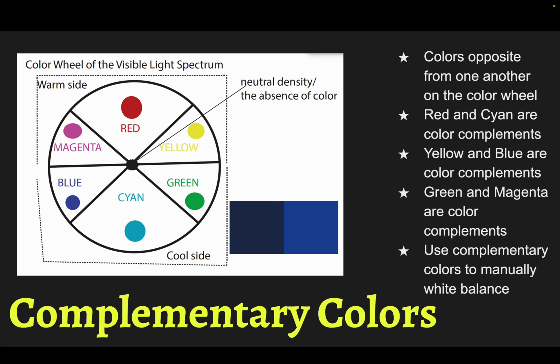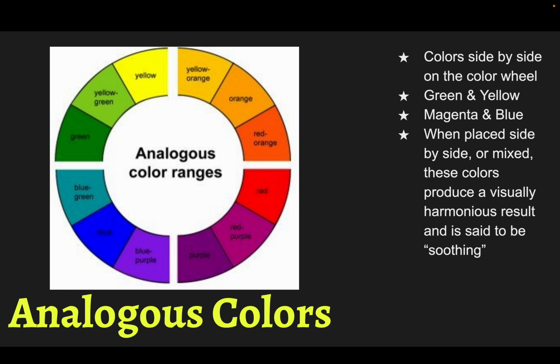And then coming back to here, complementary colors. Complementary colors are opposite from one another on the color wheel. So red and cyan are color complements. Yellow and blue are color complements. Green and magenta are color complements. So we use complementary colors to manually white balance, and I'll show you how to do that later.